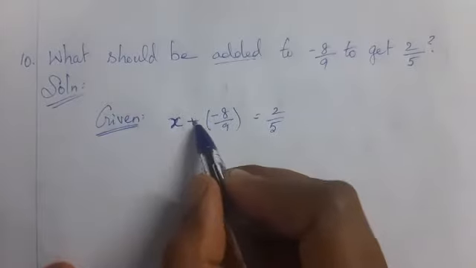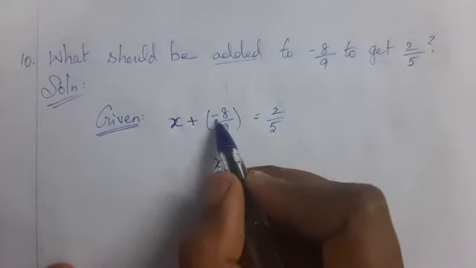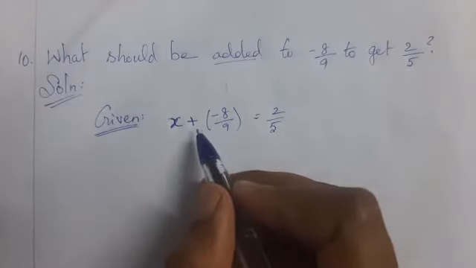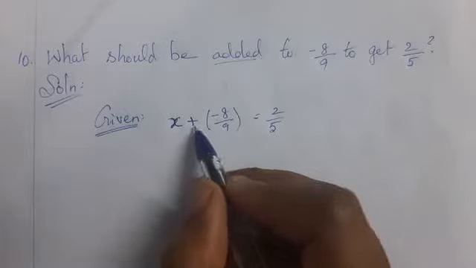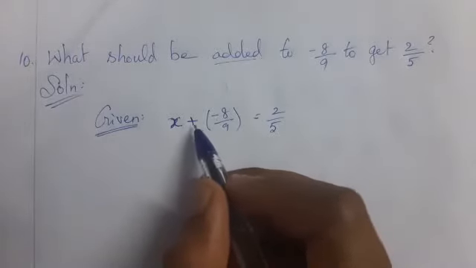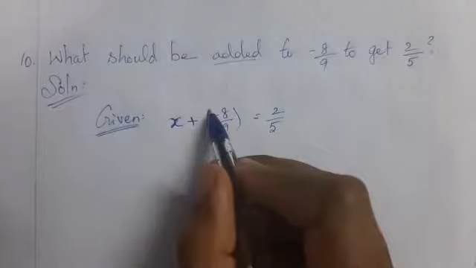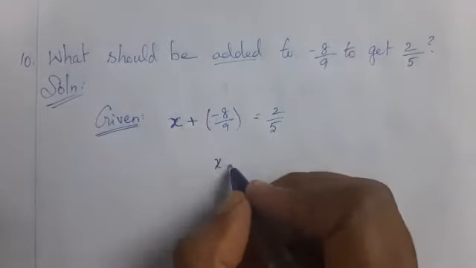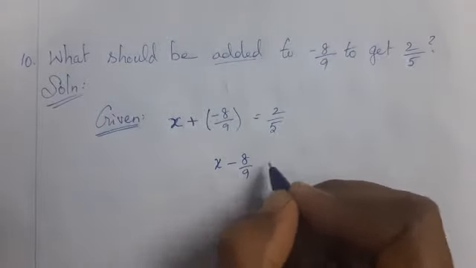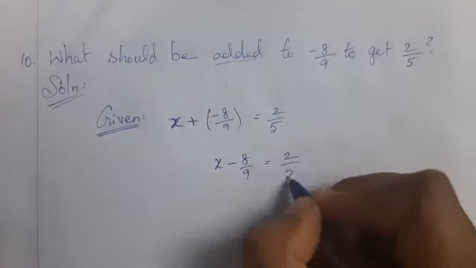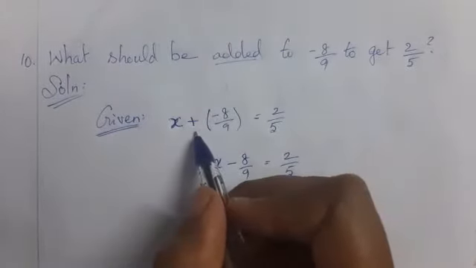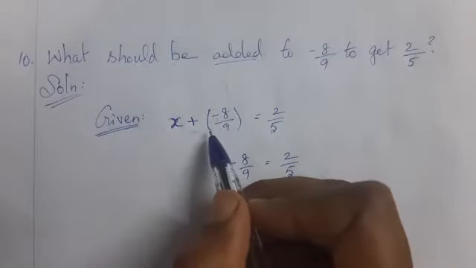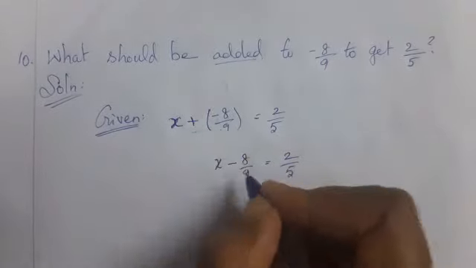First, you convert the sign because you have two signs continuously. If you have two signs continuously, immediately change the sign. Here you have a bracket, therefore plus into minus. Plus into minus, minus 8 by 9 is equal to 2 by 5. Once again, if you have signs continuously, then change the sign immediately. Plus into minus is minus.